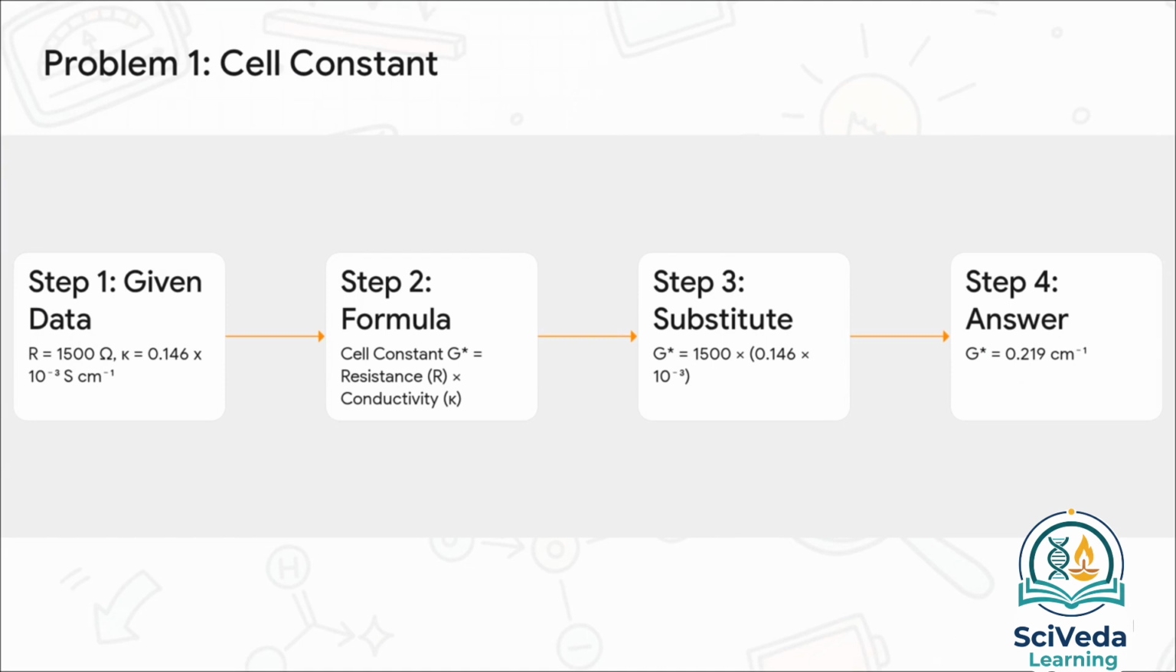So the problem gives us the resistance and the conductivity of a solution, and it's asking for the cell constant. Step 1, as always, is just to list out the data you're given. Don't skip this. Step 2, figure out which formula you need. Well, we know that the cell constant, G star, is just resistance times conductivity, R times kappa. Easy enough. Step 3, we plug in the numbers. And finally, step 4, we just do the calculations to get our final answer.